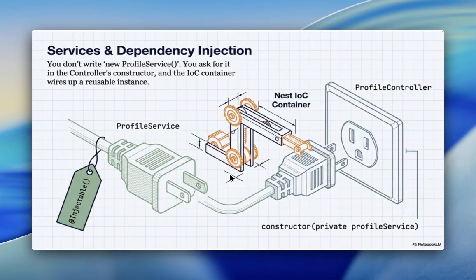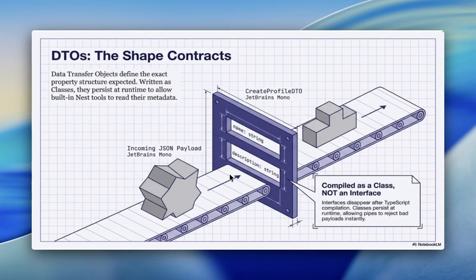Services and dependency injection. You don't write new ProfileService, you ask for it in the controller constructor and the IoC container wires up the reusable instances. You have a profile service, you have a Nest IoC container, you have a profile controller, constructor, private profileService. Data, the safe context. Data transfer objects define the exact property structure expected, written as a class. They persist at runtime to allow built-in Nest tools to read their metadata.